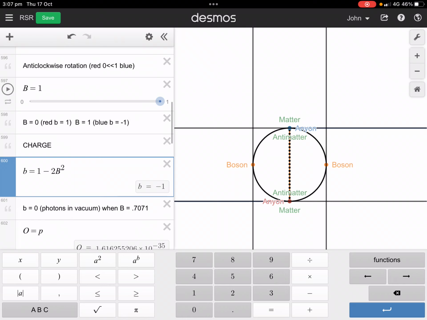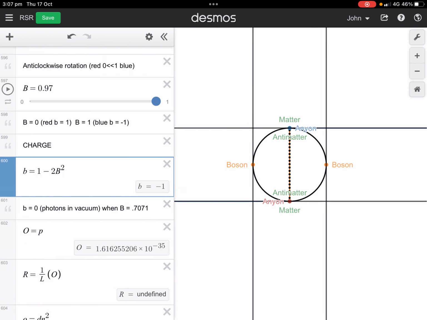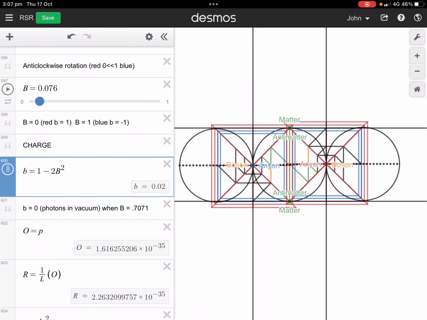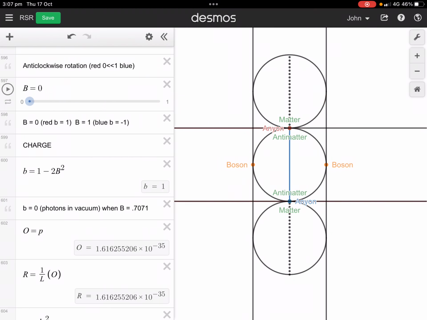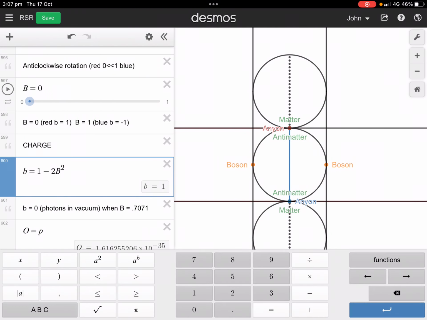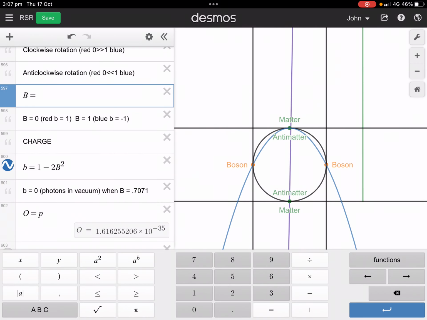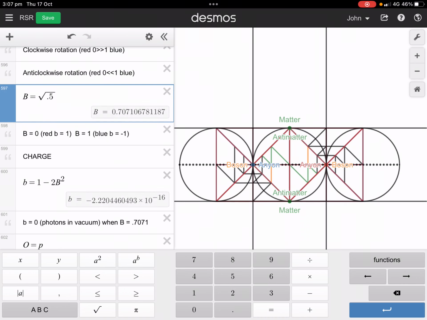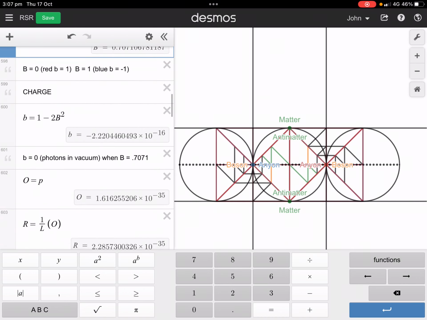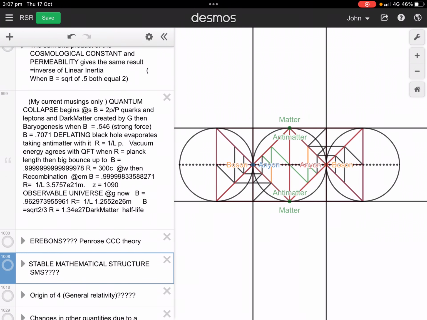Okay, now you can see my B value is -1 over there. Over here, my B value is 1, so the charge is either 1 or -1. And when you're looking at a photon, the charge is 0. And there's nothing outside the quantum realm.